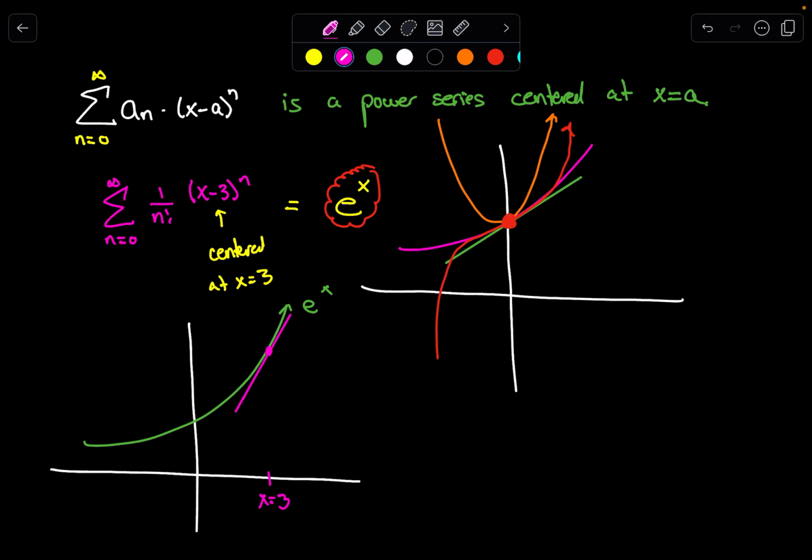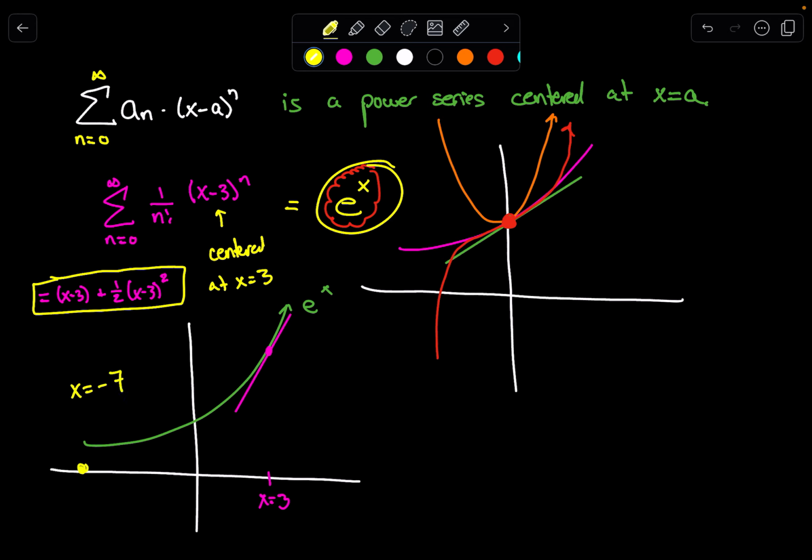And so what that means is if you write out some of these terms and you let n equals 0, n equals 1 is going to give you x minus 3. N is equal to 2 gives you 1/2 (x minus 3) squared, etc. The idea is that if you say, well, I only want to use the first couple of terms to approximate the values of e to the x, you can just use the first couple terms. But if you choose to try x is equal to -7, odds are that your approximation given by this polynomial is not going to be very good, because x is equal to -7 is really far away from x is equal to 3.